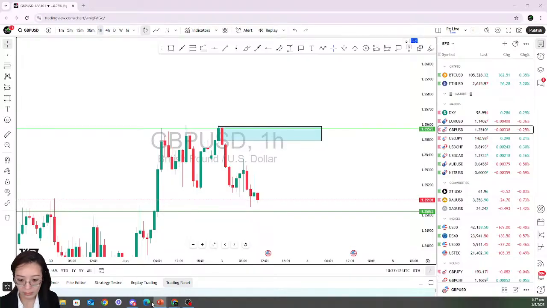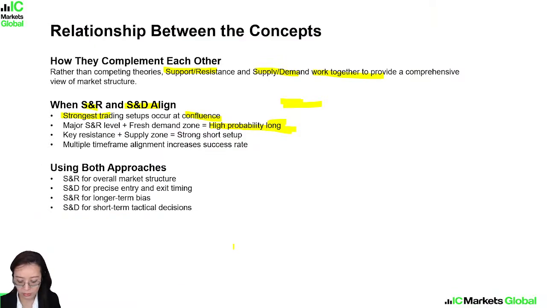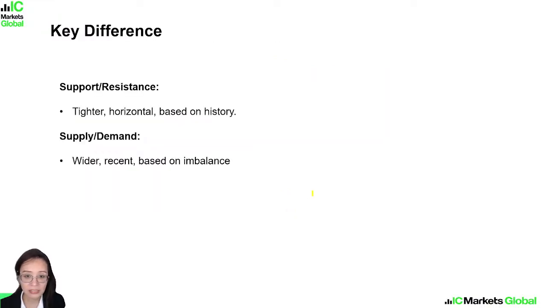I have one last slide before I end, and then we look for the trade setup together. The last key difference: support and resistance are tighter, horizontal, based on historical prices. Supply and demand are wider zones based on imbalance. That's it.